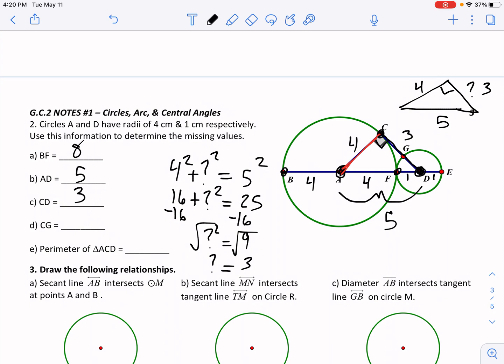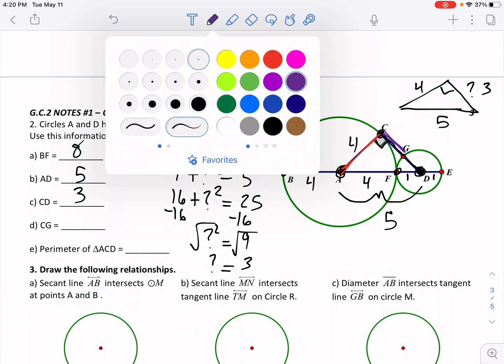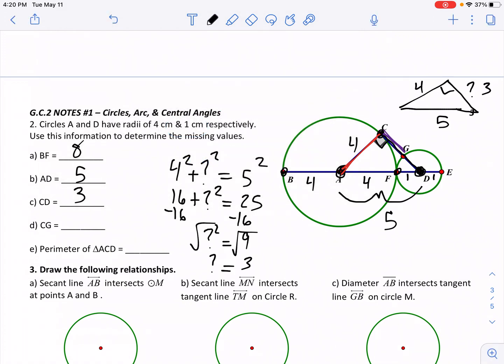And then lastly, it asks us to find CG. Maybe I want to move this out of the way for a second. If we know the total length of CD is 3, we can use one other thing that I mentioned earlier. Notice that DG is a radius of the circle D, which would have to have a measure of 1. And if the total distance is 3, then CG would be 3 minus 1, right? If the total distance is 3 and DG is 1, then this must be 2. 2 plus 1 is 3. So CG would be 2.